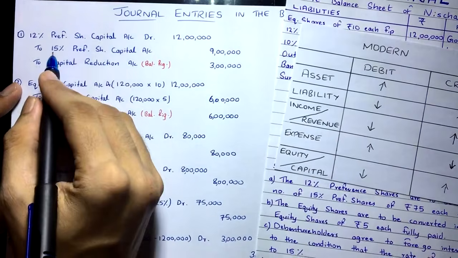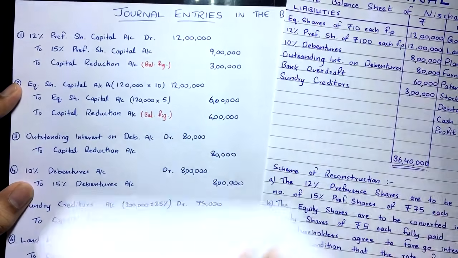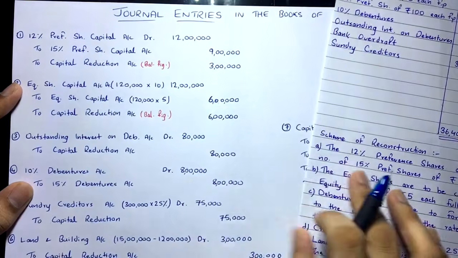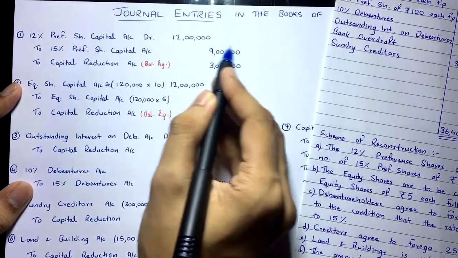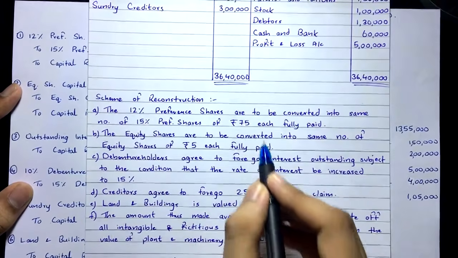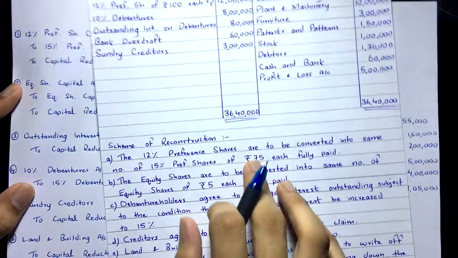So to 15% preference share capital, you see they have said the percentage has been changed. From 12% it has become 15%. So to 15% preference share capital account. But now what is the value that you have to take? They have said that the face value has been changed, isn't it? 75 rupees now. Before it used to be 100, now it is 75.